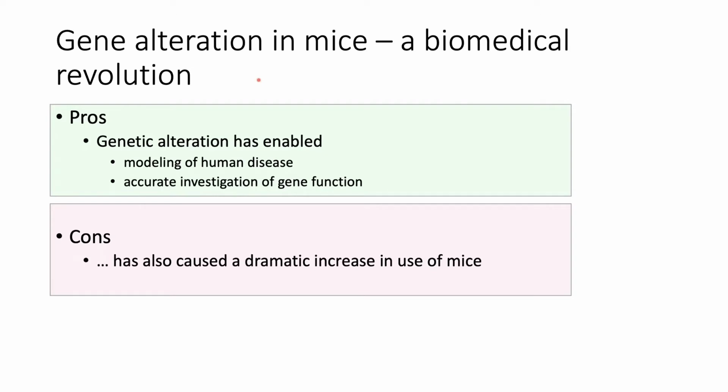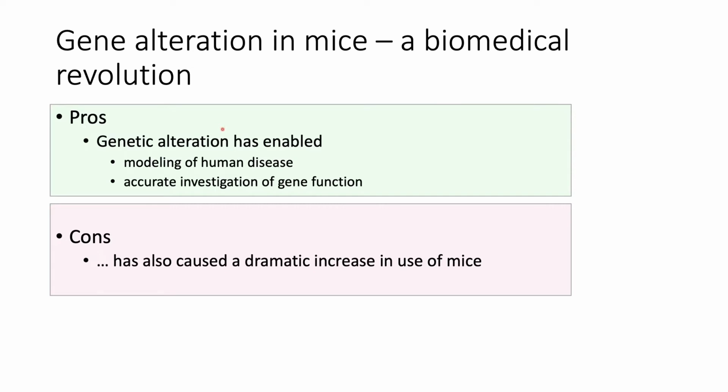Development of methods to produce gene alteration in mice has caused a biomedical revolution and has provided a lot of benefits. The gene alteration has, for example, enabled very close modeling of human diseases, ensuring that the data generated by the animal models can be easily transferred into a human setting. And moreover, this method has allowed for a more accurate investigation of gene function in that we do not have to rely 100% on pharmacological inhibitors, for example, which can have side effects.